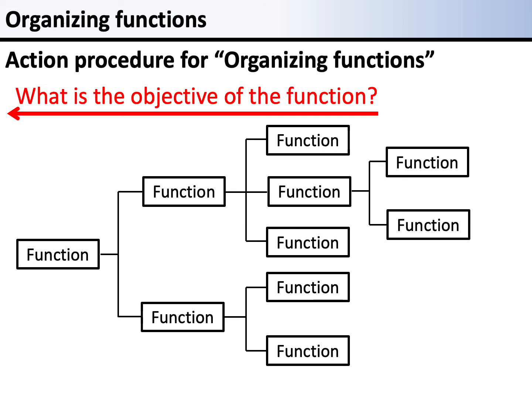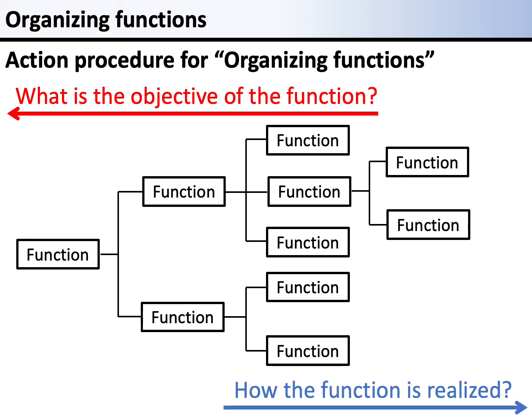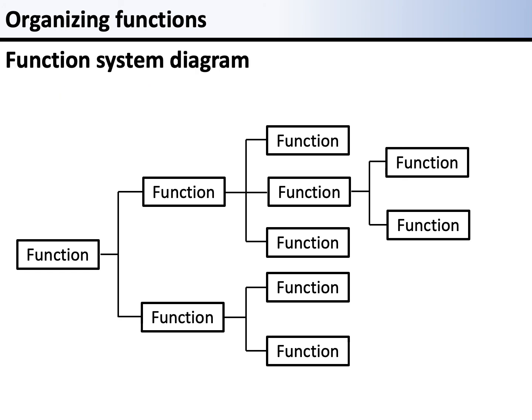A function in a higher level should be the answer to the question, what is the objective of the function? A function in a lower level must be the answer to the question, how the function is realized. The diagram systematized following this procedure is called function system diagram.